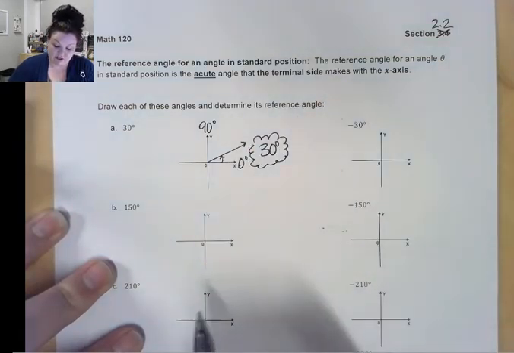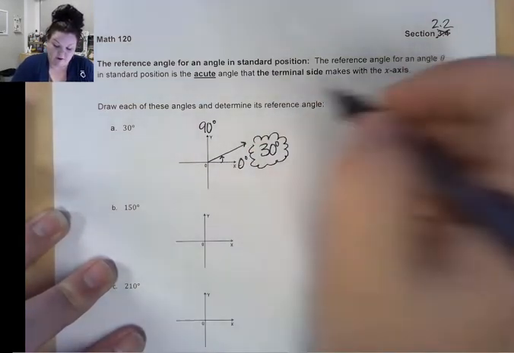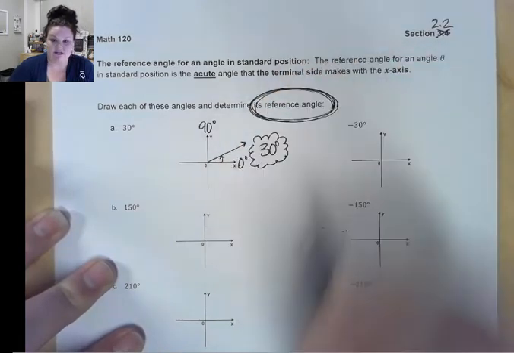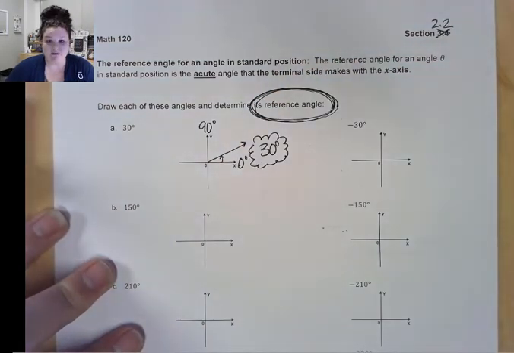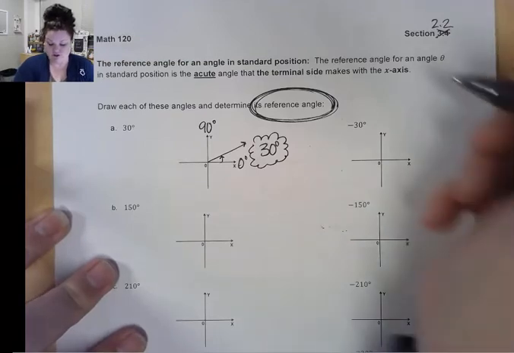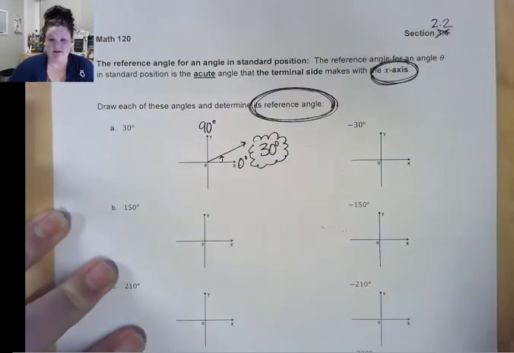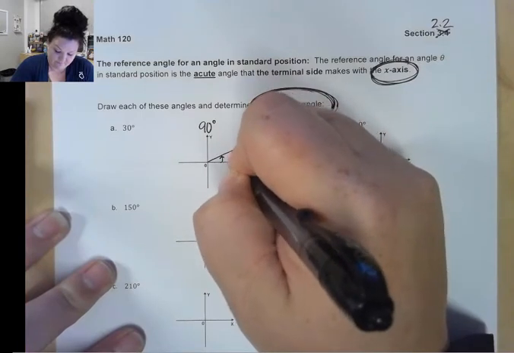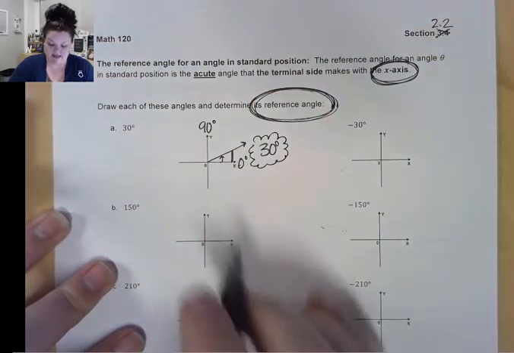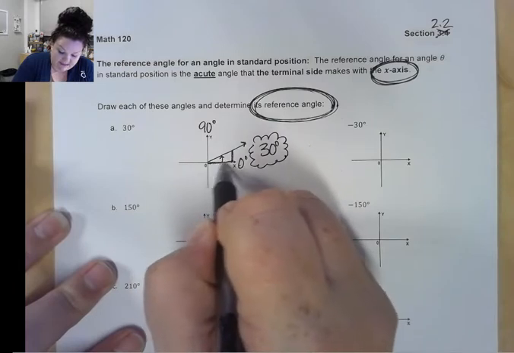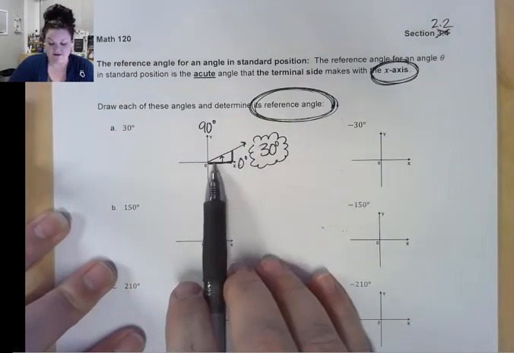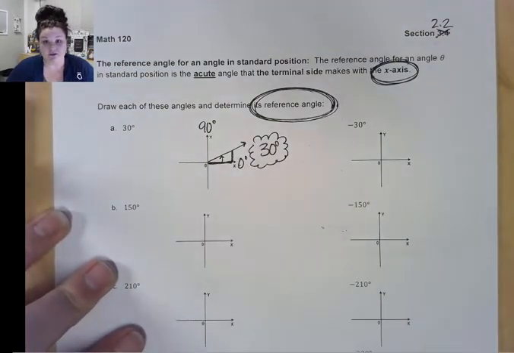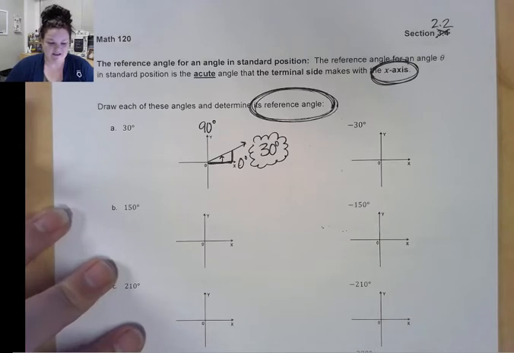So when we're looking for our reference angle, which is what we're focusing on here, our reference angle is in regards to our x-axis. Meaning if I were to draw a triangle using the x-axis as my adjacent side, what would this angle measure be? Well, it would be a 30 degree angle, right? Okay, let's look at another one.